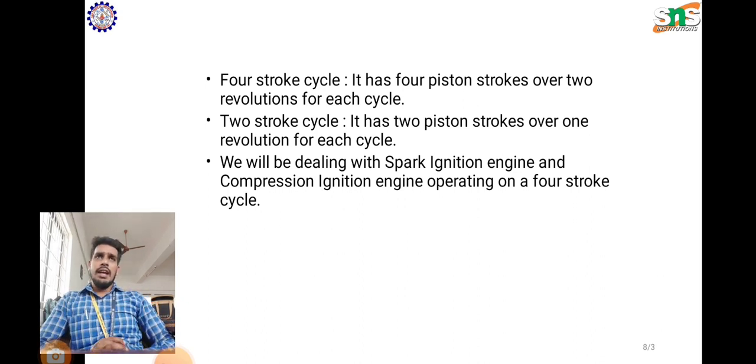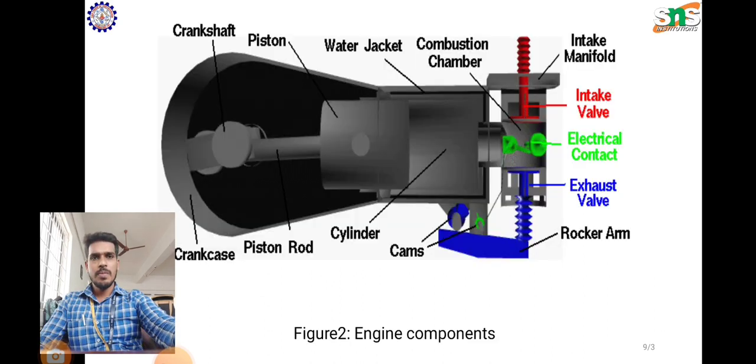4-stroke cycle: it has 4 piston strokes over 2 revolutions per each cycle. 2-stroke: 1 revolution for each cycle. Okay, 2 piston strokes but 1 revolution for each cycle. Then we will be dealing with spark ignition engine and compression ignition engine operating on a 4-stroke cycle.